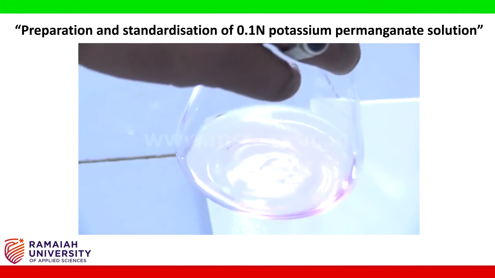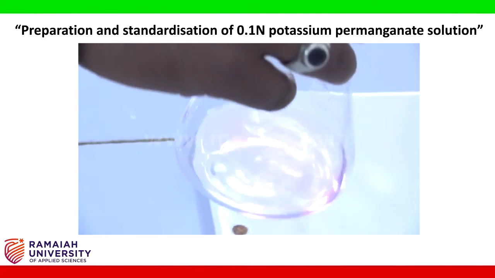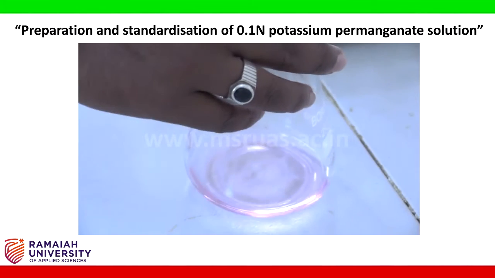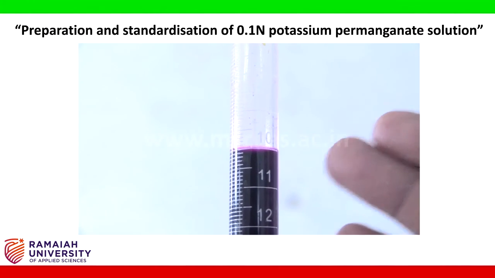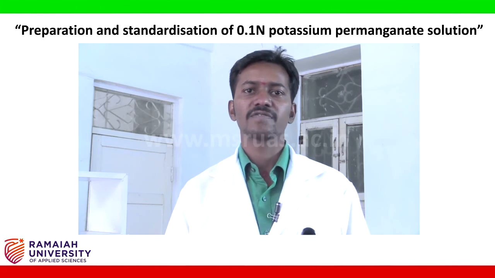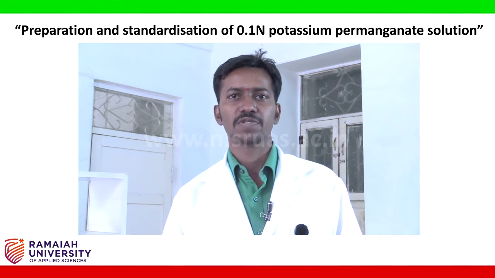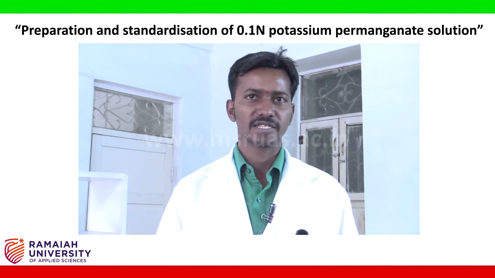Appearance of permanent pale pink color is the endpoint of the reaction. So we have got the permanent pale pink color and the endpoint is at 10 ml. This completes the experiment of standardization of potassium permanganate using oxalic acid as a primary standard solution.